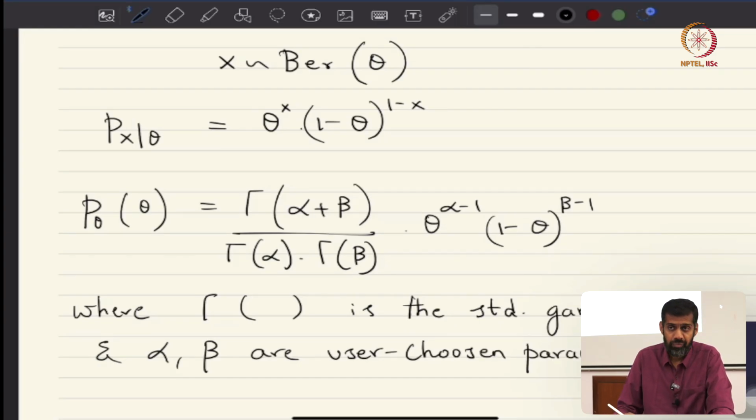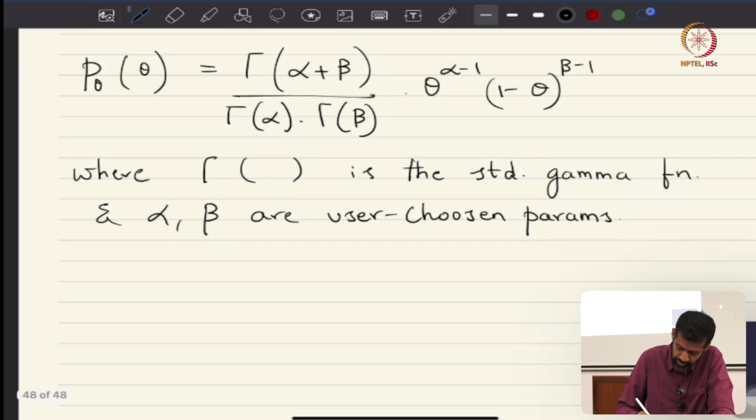Okay, this is our belief. So now what should we do after this? Compute the posterior, which is p of theta conditioned on x. This is what we need to now compute. So what is this equal to?